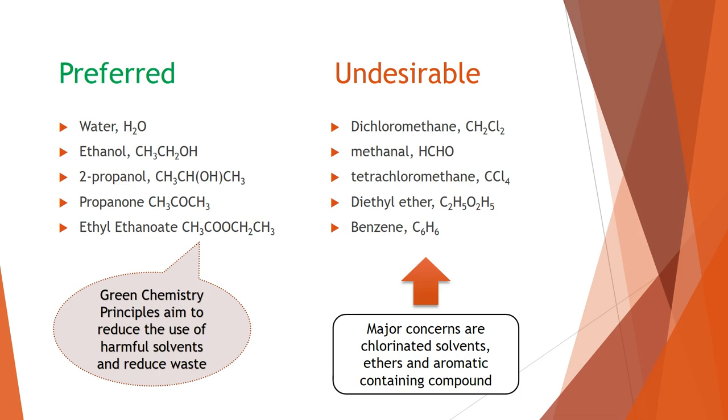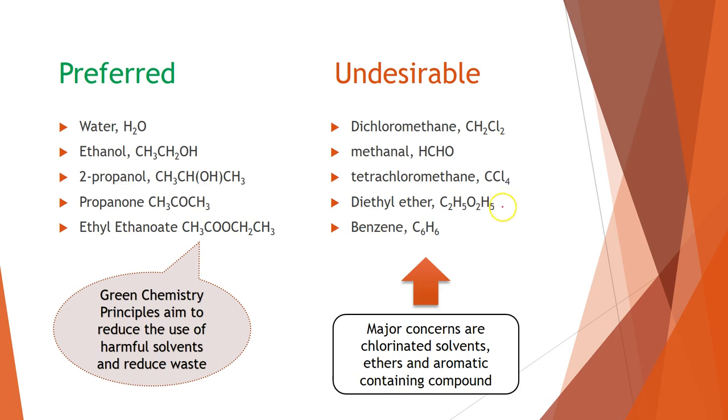Our undesirable ones are dichloromethane. A few of you were looking at some projects in your IAs looking at dichloromethane, and we're encouraged to move away from that, and that's because it has associations with toxicity. It's highly volatile, needs to be used in a fume hood, and other safety concerns. Methanol is also not good. Tetrachloromethane is a chloro-based compound, and typically chlorine-based compounds are very dangerous.